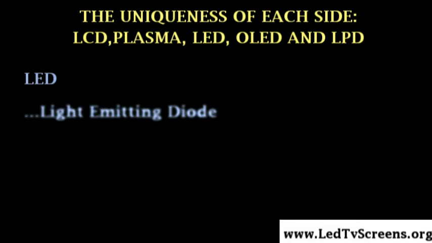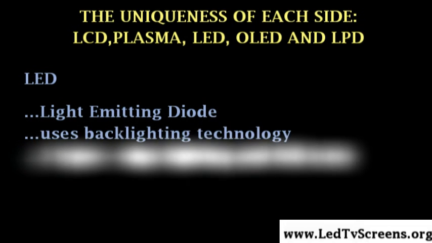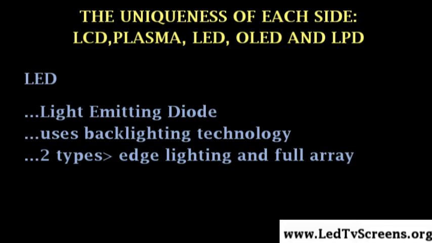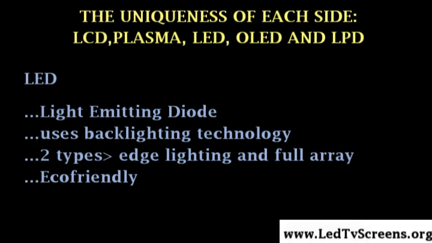LED. LED TVs, also known as light-emitting diode, on the other hand, use backlighting technology with the use of LED. Its screen contains blue, red, and green LEDs, which light up to produce the correct color. It has two types of backlighting technology: the edge lighting and full array. Its backlighting technology makes it possible to consume 40% less power, making it eco-friendly.